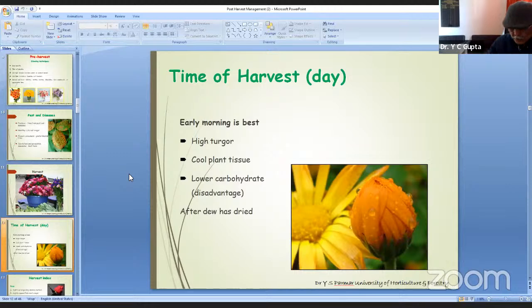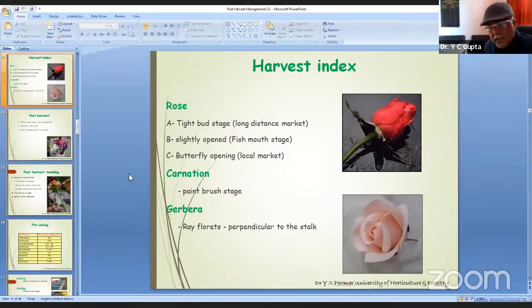So, harvest index. How to harvest? When to harvest? What is the exact stage? It varies from variety to variety, color to color. But in general, for long distance markets, we need a tight bud stage of rose. And practically, all the researchers as well as the students should identify the stage with the help of their teacher.